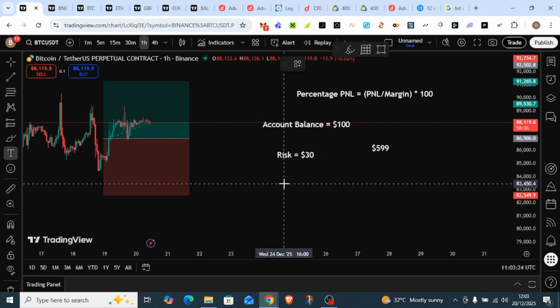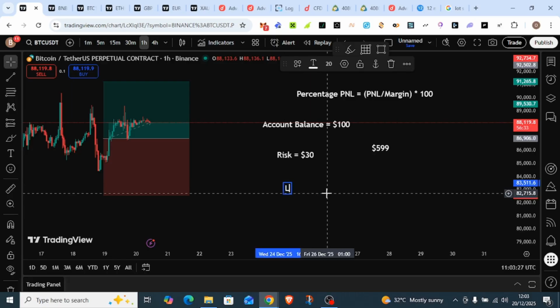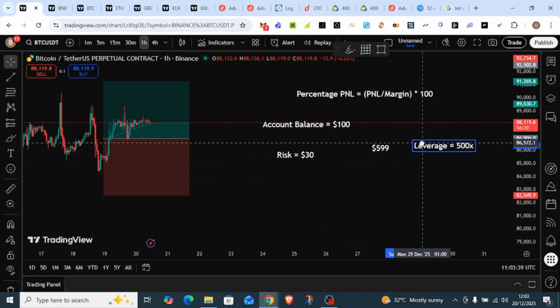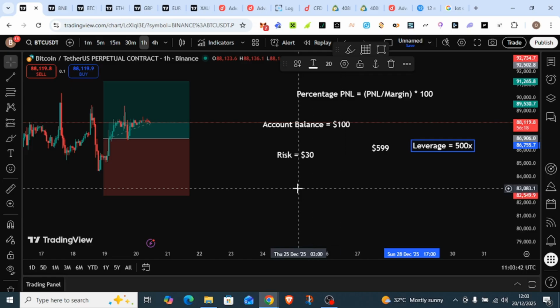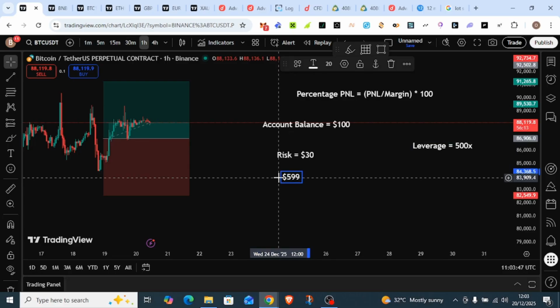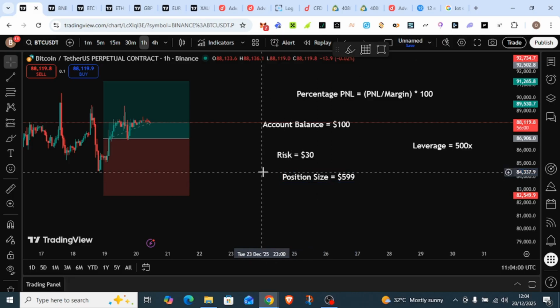The leverage we use is equal to 500x. This is the leverage we use to place the trades. This is our position size. Let me indicate this as position size. Position size is this.